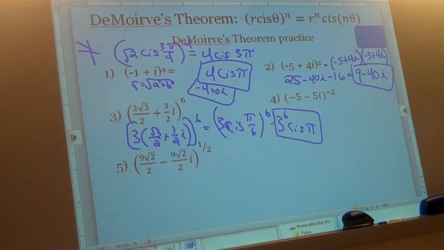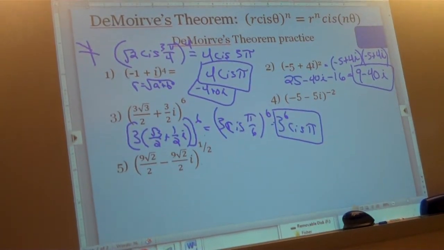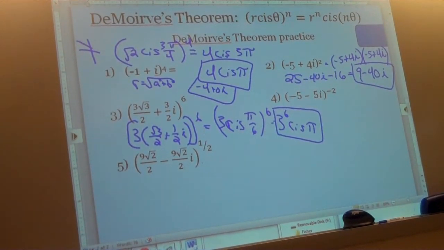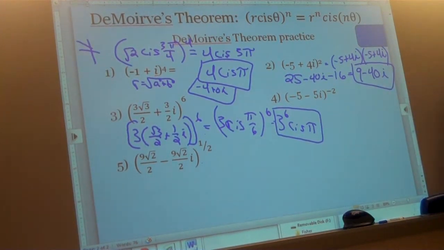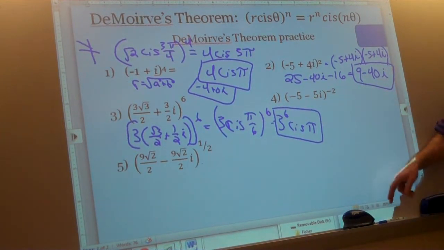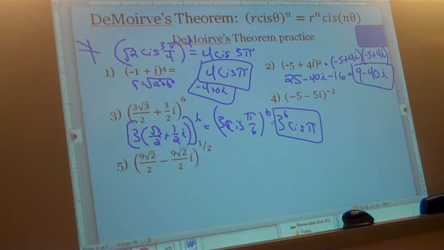When we were just squaring it in number 2, certainly rectangular was way easier. This one is to the negative second, which means in rectangular we're going to have to rationalize. And it's also not a bad conversion to polar. So for those 2 reasons, I'm thinking it's probably a toss-up. Let's do this both ways just to see what you would prefer. Let's first just do it out, and then convert.